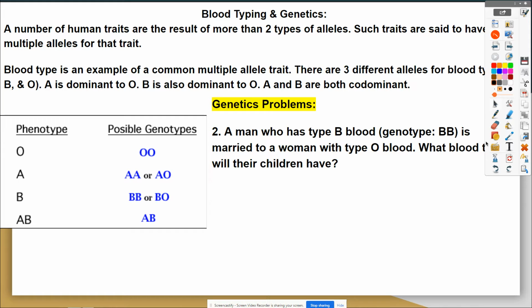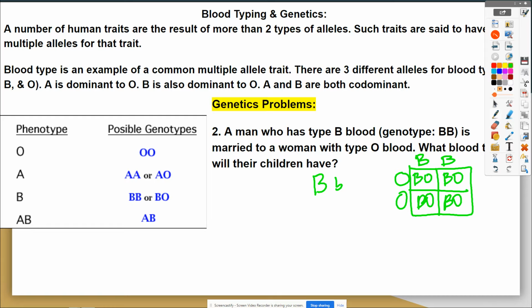Yes, do the Punnett square and the answers. It says a man who has type B blood, homozygous for type B blood, is married to a woman who has type O blood. What blood type will their children have? Y'all agree? All right, thank you.